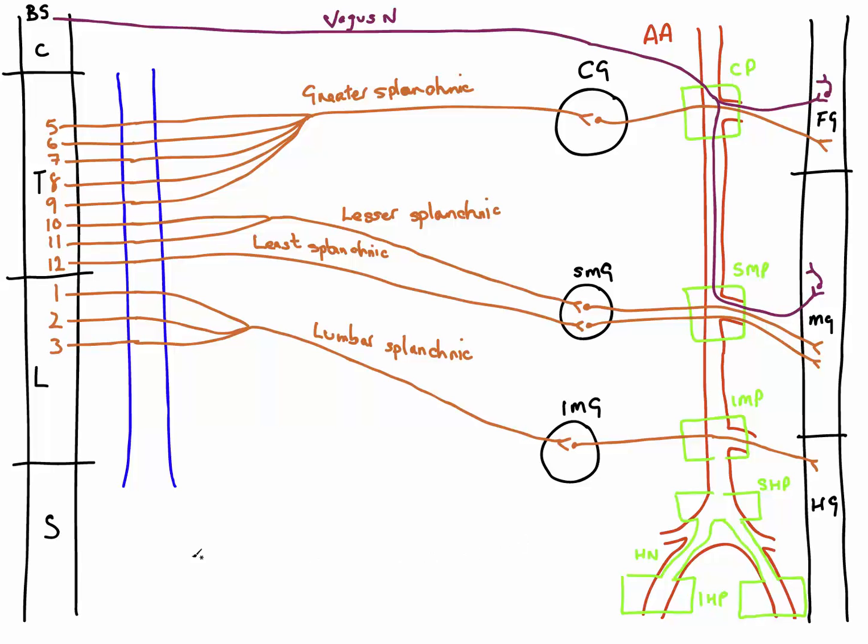So now let's look at the pelvic splanchnic nerves, which are coming from S2, S3 and S4 segments of the sacral spinal cord. They run towards the inferior hypogastric plexus as pelvic splanchnic nerves. So here we've got our pelvic splanchnic nerves.